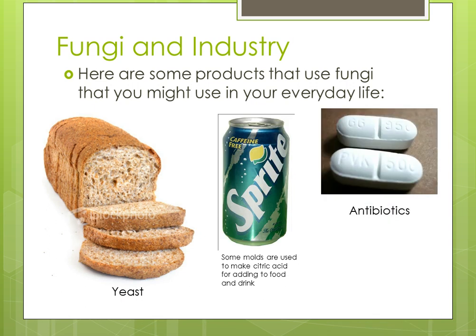Here are some different products that we use that involve fungus. Most antibiotics are actually made from fungus. Penicillin is made from Penicillium mold. That's where it got its name. Yeast is used in bread and in alcoholic fermentation as well. So lots of industries are dependent on fungus. And we use mold to make citric acid for adding to soft drinks. So when you drink your Sprite, you're using it. So really, they're everywhere.